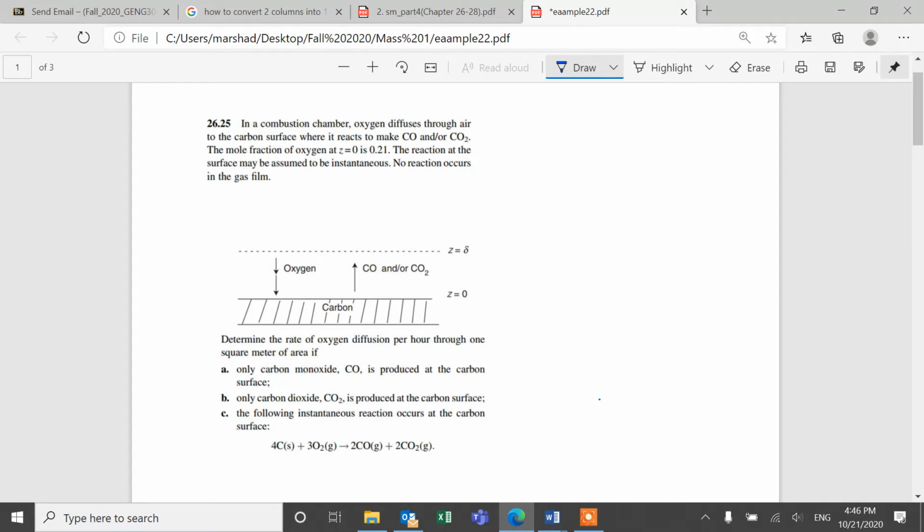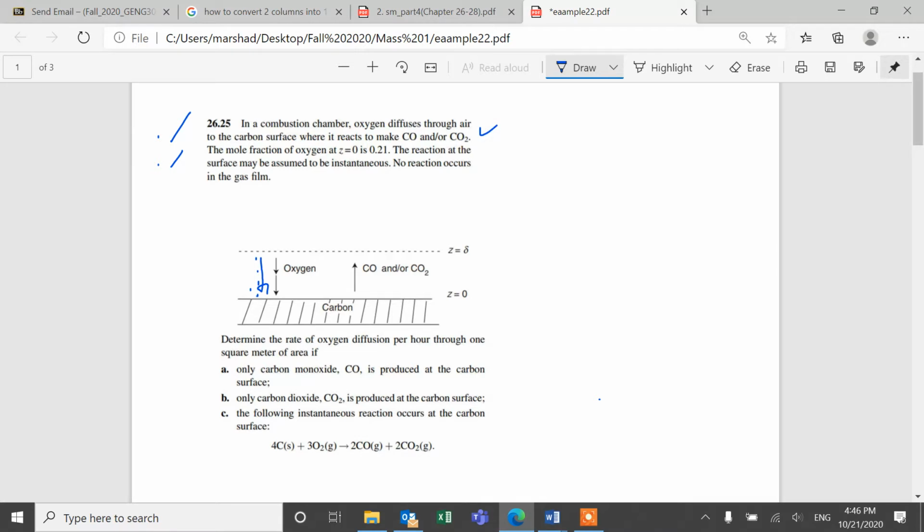You can see this question here. I'm going to solve this. In a combustion chamber, oxygen diffuses through air. So oxygen is diffusing at this carbon surface here, when it reacts to give CO or CO2.